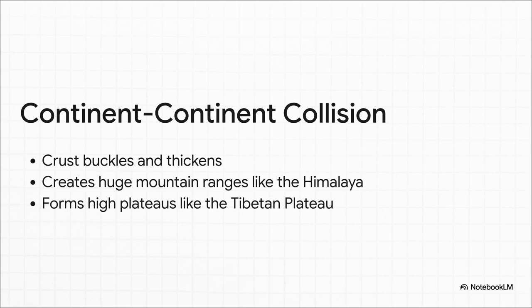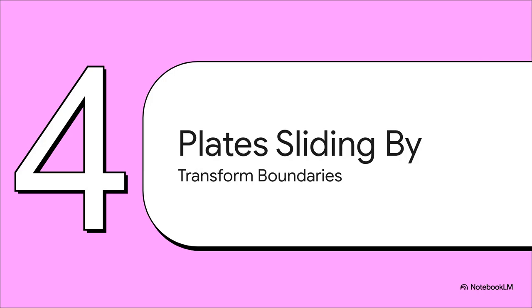It buckles, it folds, and it thickens, creating the highest mountain range on Earth, and that vast high-altitude Tibetan plateau just behind it. Incredible! So we've seen plates pull apart, and we've seen them crash together. So what's the third option? For our final stop, we're visiting a transform boundary, where plates just try to slip right past each other.